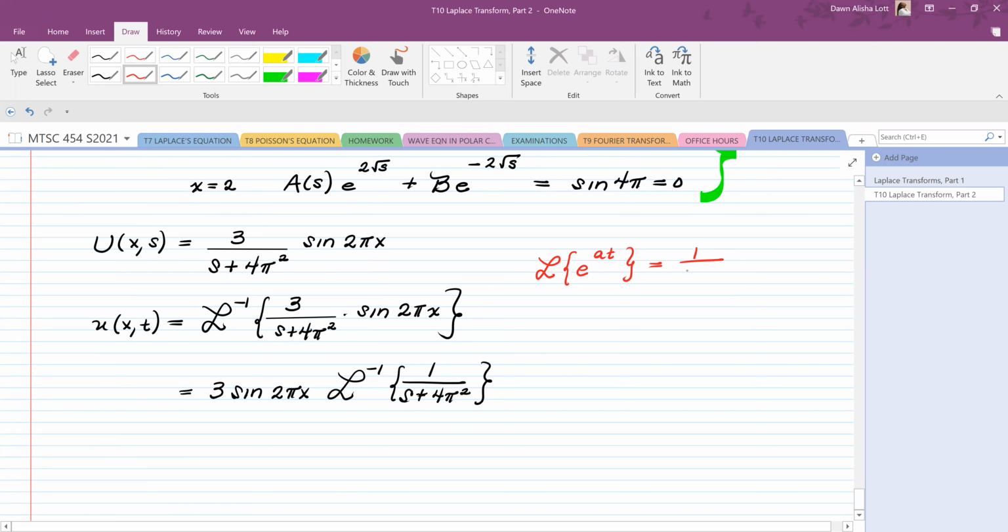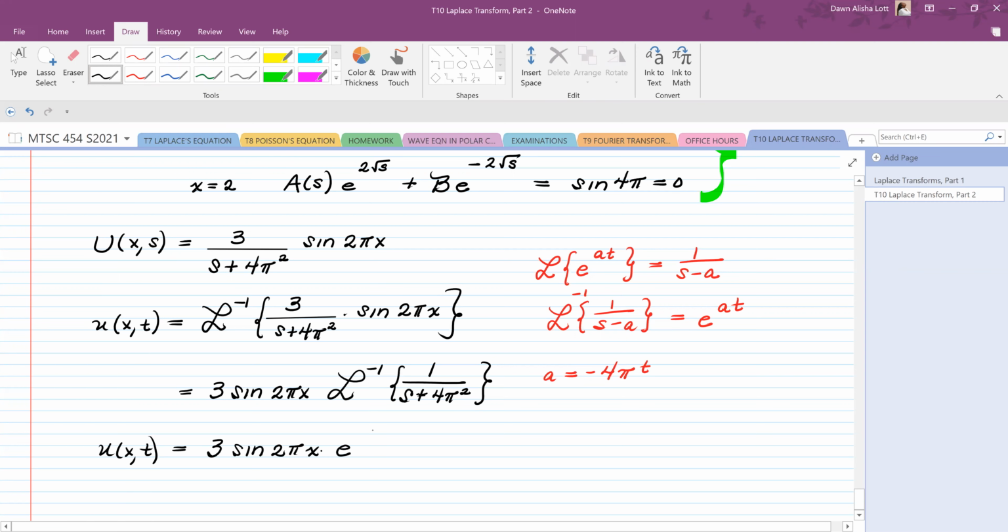And now we know the Laplace transform of e to the at is 1 over s minus a. So the Laplace inverse transform of 1 over s minus a is e to the at, and here a is minus 4 pi squared. So therefore we get u of x and t turns out to be 3 the sine of 2 pi x times e to the minus 4 pi squared t. And that looks like the answer by separation of variables.